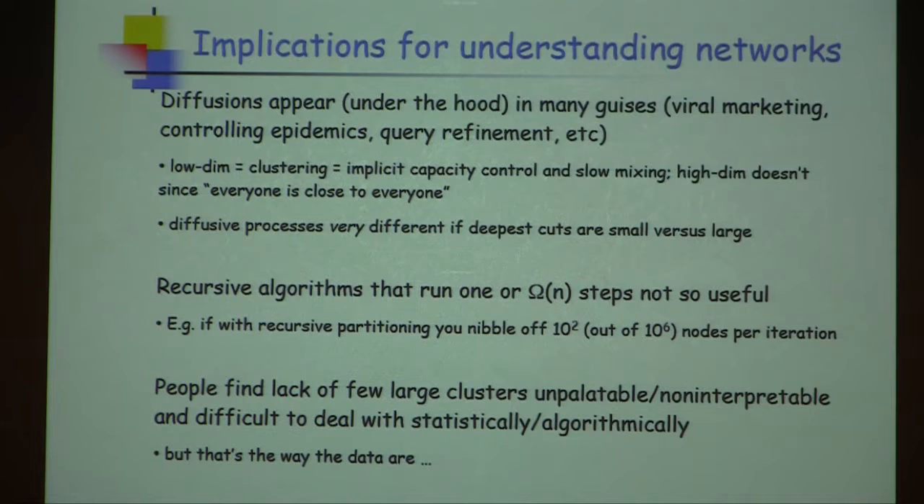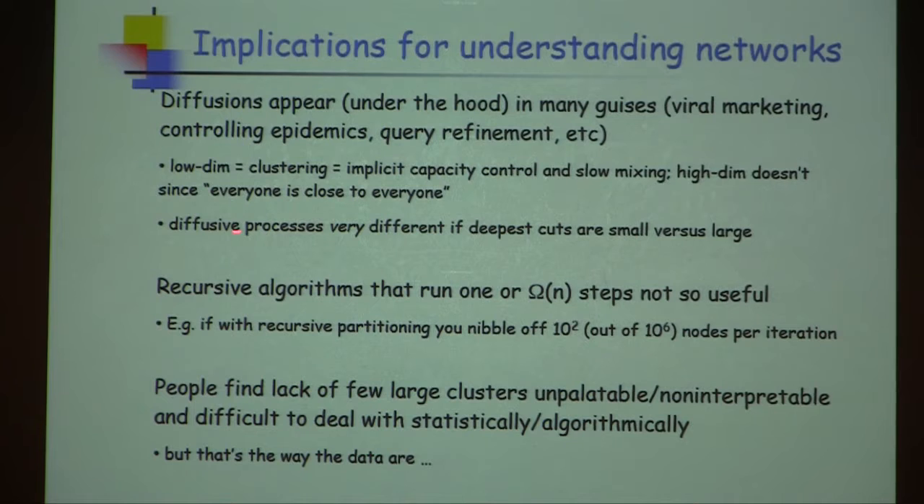So at the high level, you should think, low dimensional structure, there's probably some sort of clustering going on. And really, relative to combinatorial objects like graphs and strings, we could ask combinatorial questions. You have some sort of implicit capacity control, and it provides a bottleneck to diffusions and mixing. High dimensional space intuitively doesn't, because in some sense everyone's pretty close to everyone else.